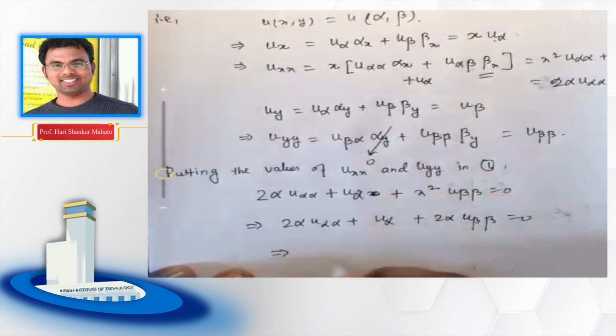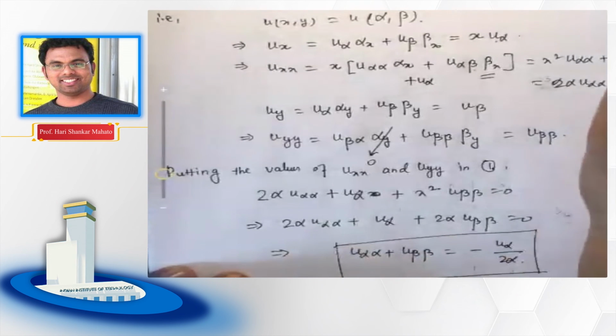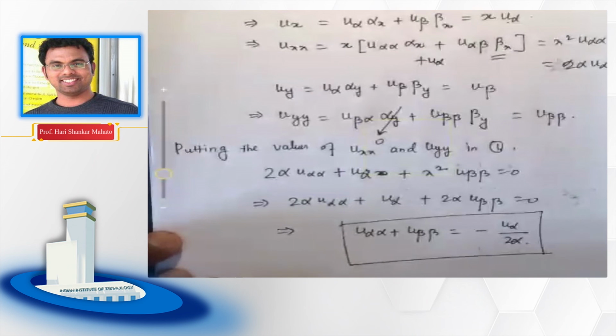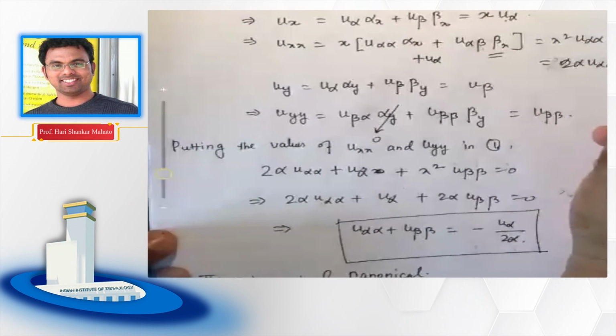So if I simplify it further, then it will become u alpha alpha plus u beta beta equals minus of u alpha by 2 alpha. Yes, this is the required canonical form. This is the required canonical form for the given elliptic partial differential equation. I believe for the elliptic PDE, it changes a little bit in between. So that is why it might get a bit lengthy from the calculation point of view. However, the concept is the same.